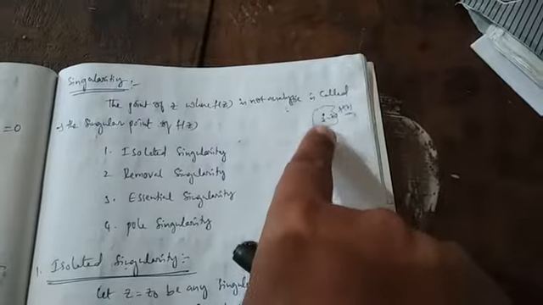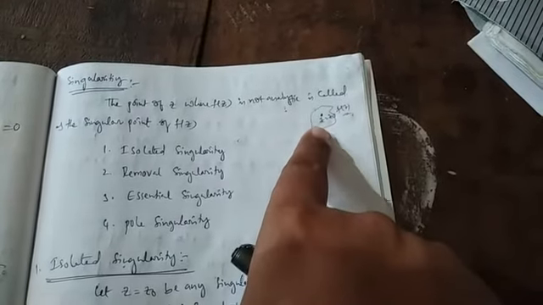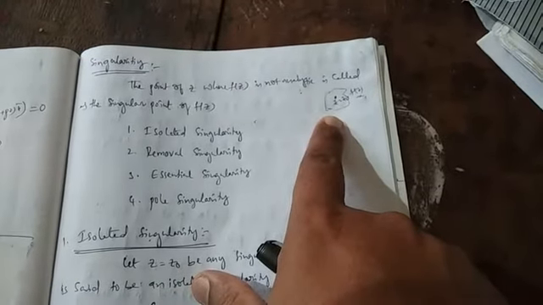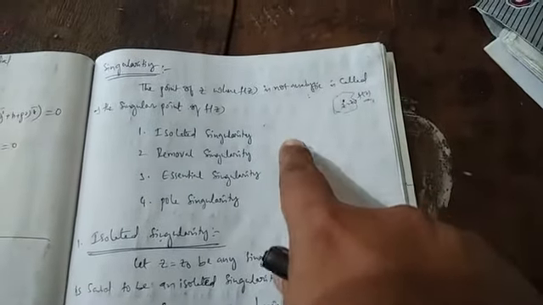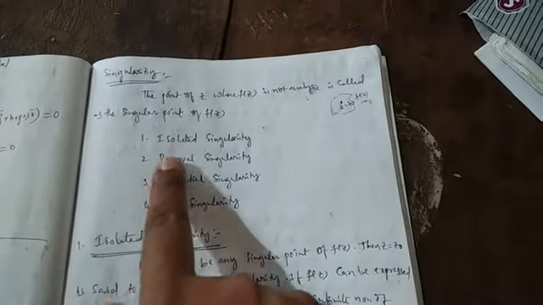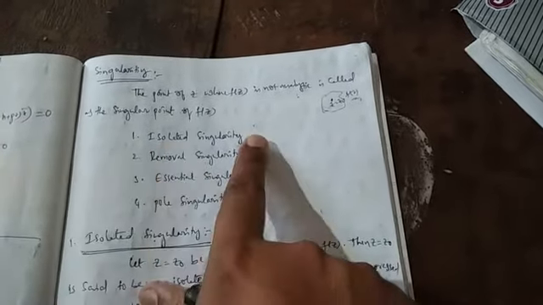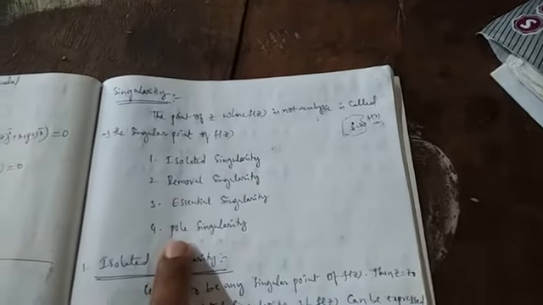Now for f of z at that point, we can expand it as a sum of powers of z minus z naught. Based on that, we have four types of singularity for the powers of z minus z naught. Those singularities are isolated singularity, removable singularity, essential singularity, and pole singularity.